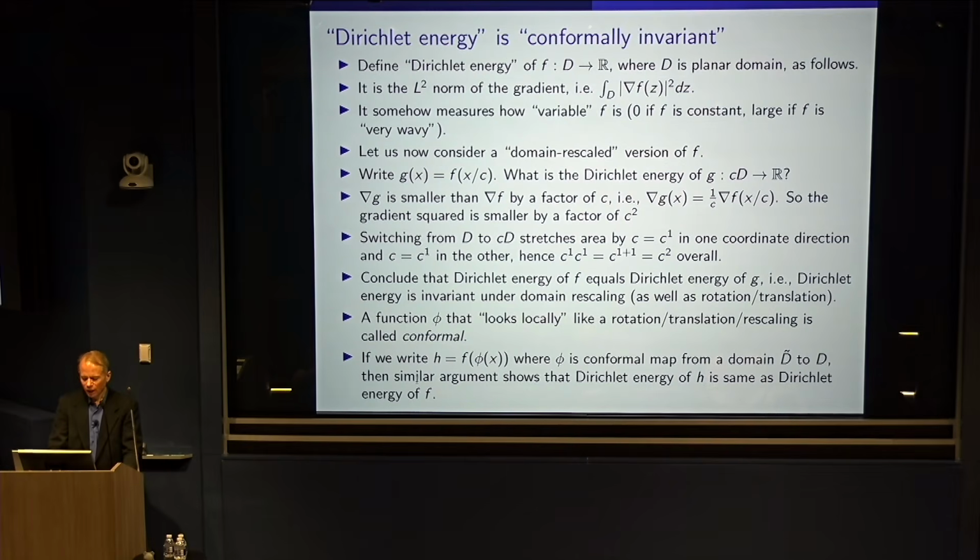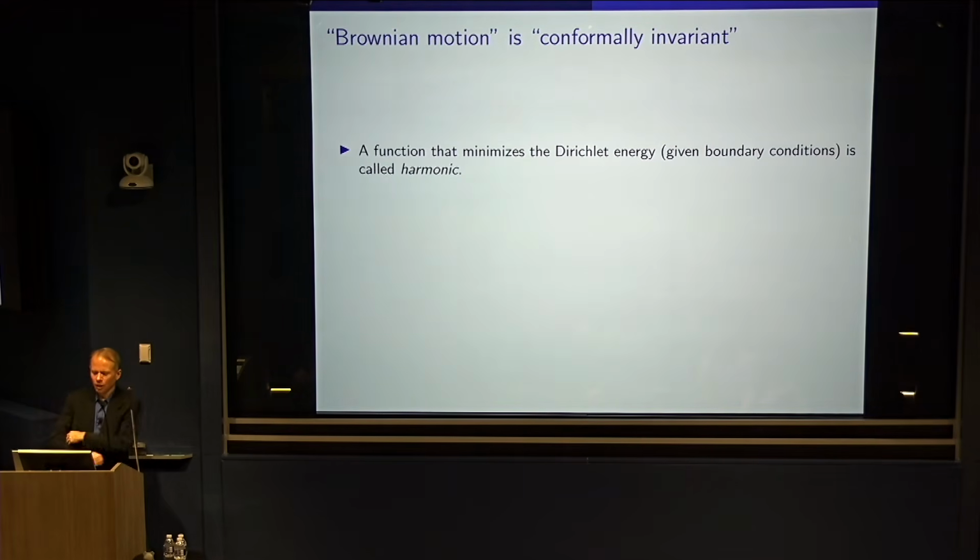And it turns out if I write h equal to f composed with one of these conformal maps, then basically the same argument shows that the Dirichlet energy of this conformally transformed function is the same as the Dirichlet energy of f. So this simple fact about stretching out the domain means I could also do something a little bit weirder to the domain, apply one of these special conformal maps, and that would also preserve the Dirichlet energy.